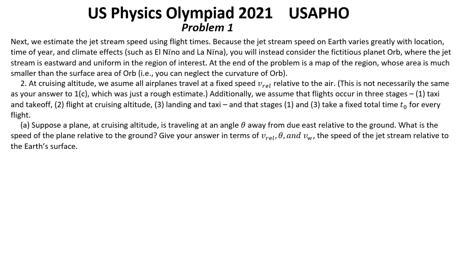Question A from part 2. Suppose a plane at cruising altitude is traveling at an angle theta away from due east relative to the ground. What is the speed of the plane relative to the ground? Give your answer in terms of v_real, theta, and v_w, the speed of the jet stream relative to the Earth's surface.